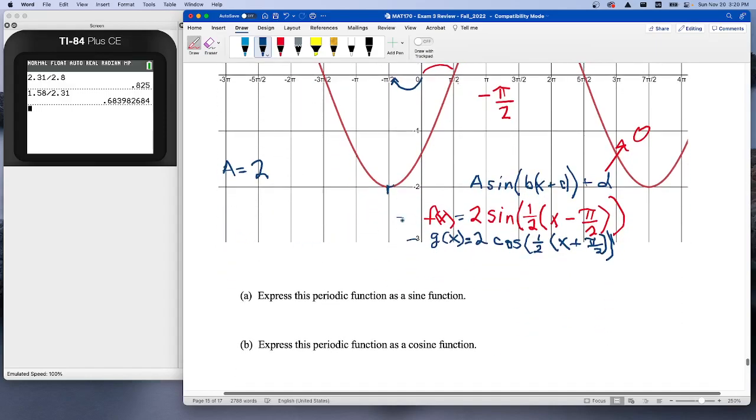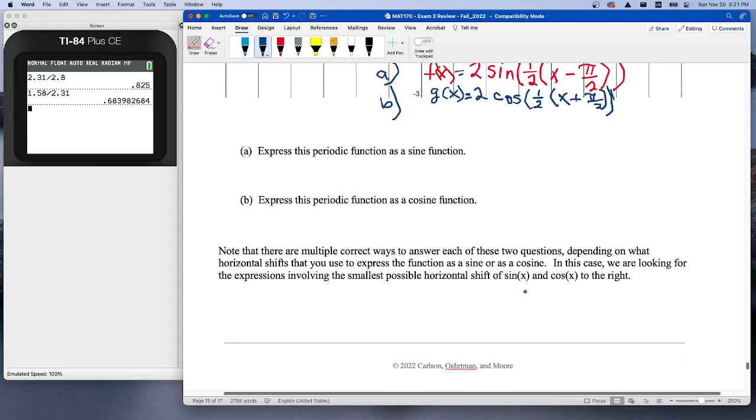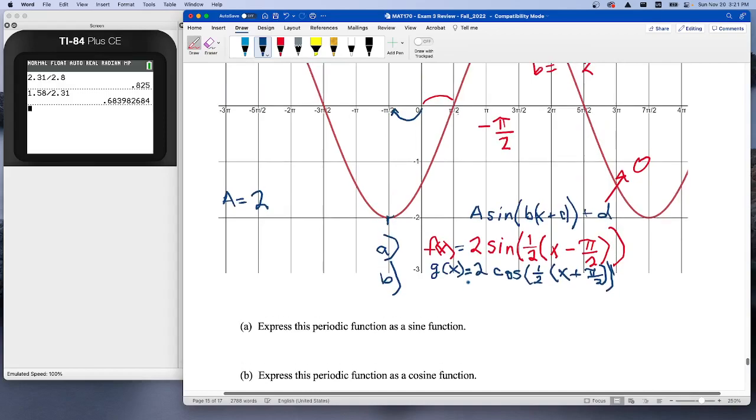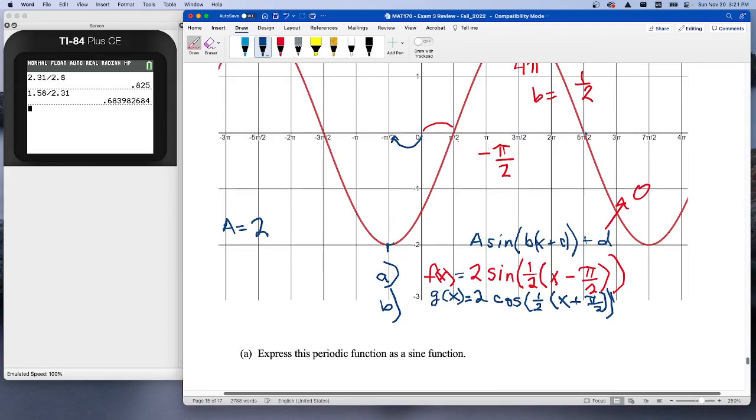Okay, so this is for the A part here. This is for the B part here. Let's try that again. A, B. And then that's what they said is they wanted the smallest possible shift. And what all they're talking about here is we could have used like this side.